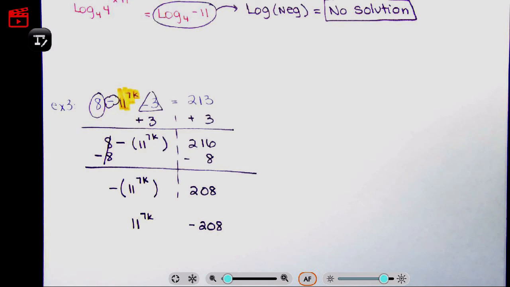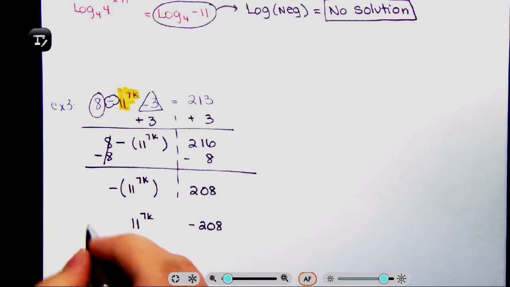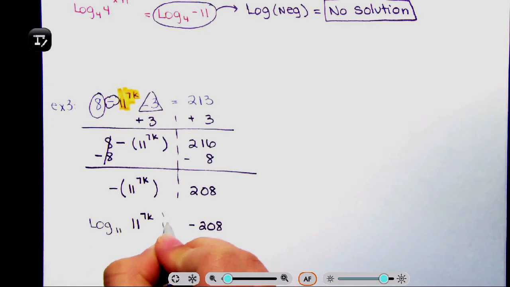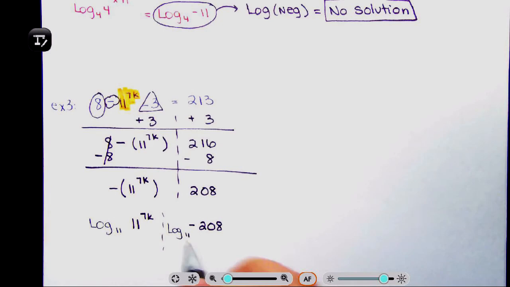And potentially this one also could have no solution. So if we do log base 11, yeah, this one also has no solution. We have log base 11. Again, we're taking a log of a negative number. So this is log of a negative, meaning no solution.